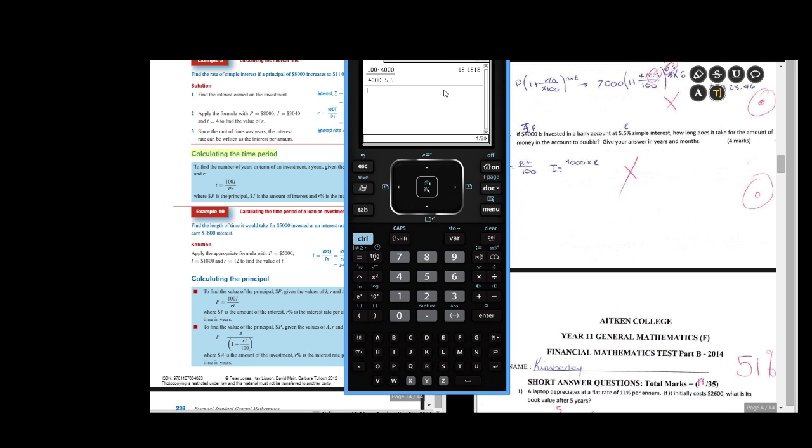So to turn that into years and months, we've already got the years, which is 18. We've now got 0.1818 of a year, which isn't very good. So the easiest way to calculate that back into months again is type in 0.1818 multiplied by 12. That tells us how many months, so it's 2 and a bit months. So the answer would be 18 years and 2 months.